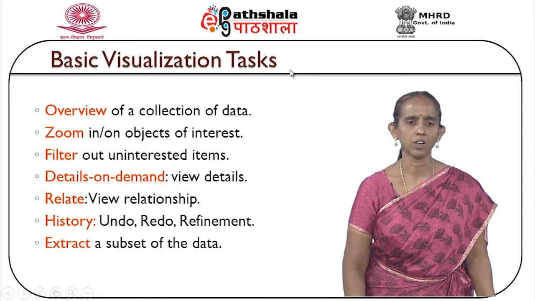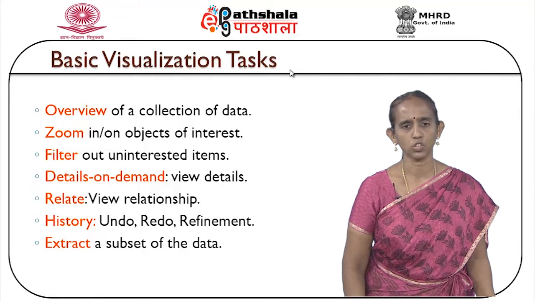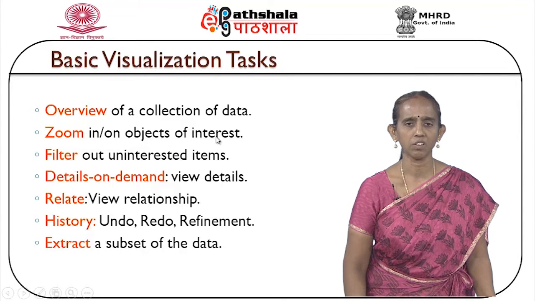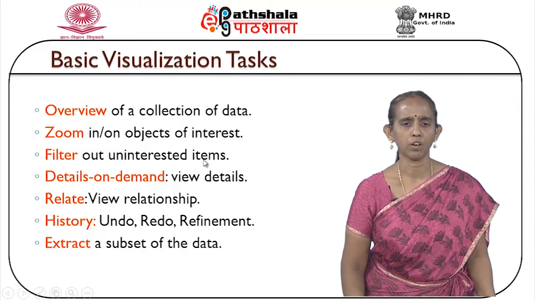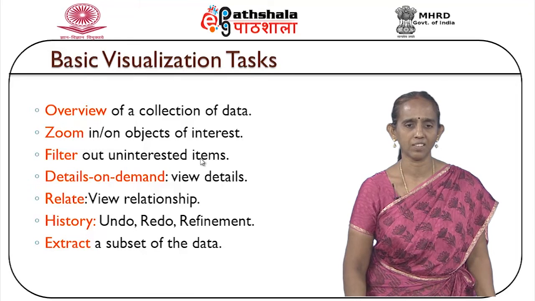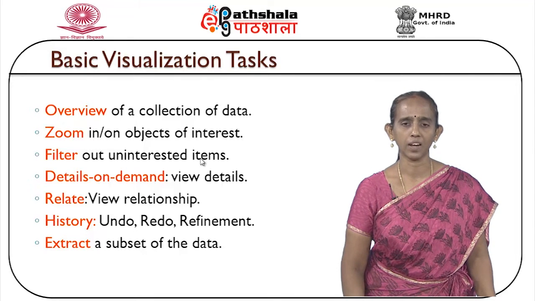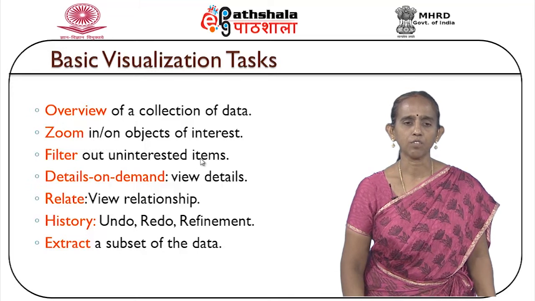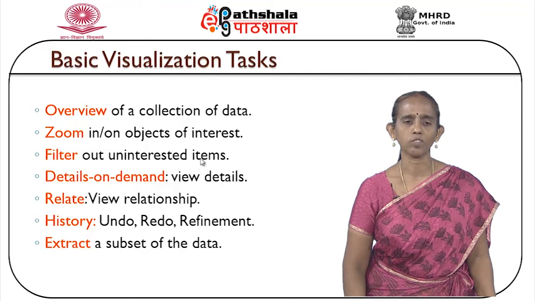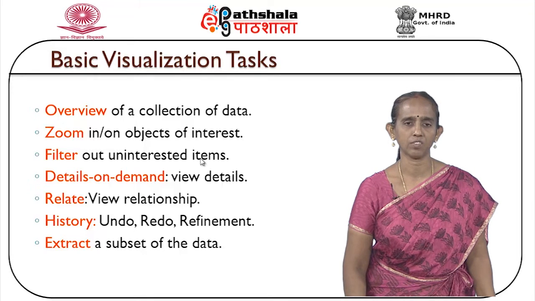In all these various data types we have seen, the basic visualization tasks that can be performed over these data types are overview, to get an overview of the collection of a data set, or zoom in on objects of interest. We can filter out uninteresting items, or filter interesting items and show them to the end user. We can show details on demand, that is, view the details only when the user is in need of those details. We can relate, that is, view the relationship between two attributes. We can associate certain history elements, like undo, redo or refine the given data set, and it is also possible for us to extract a subset of the data set that is available.